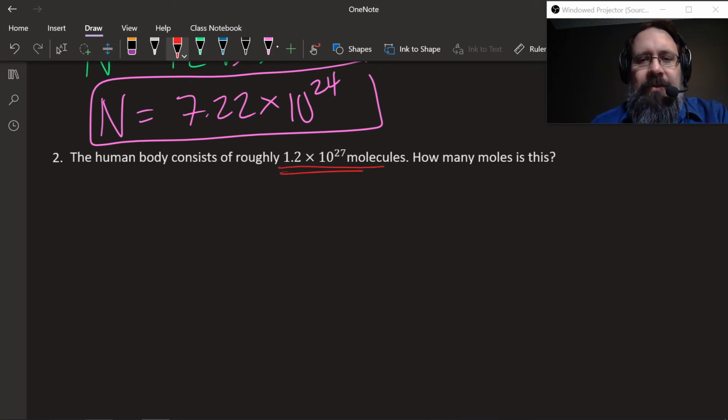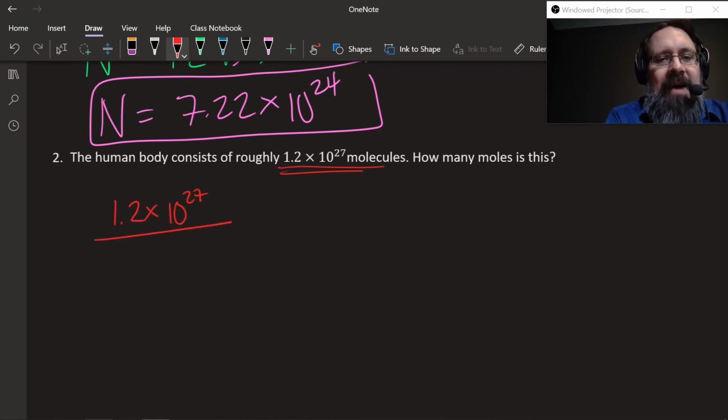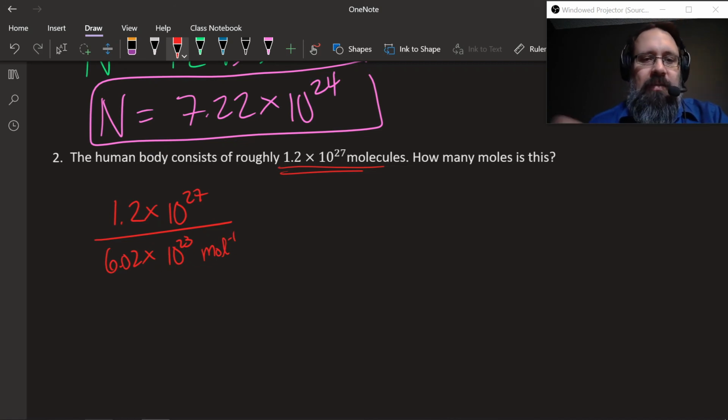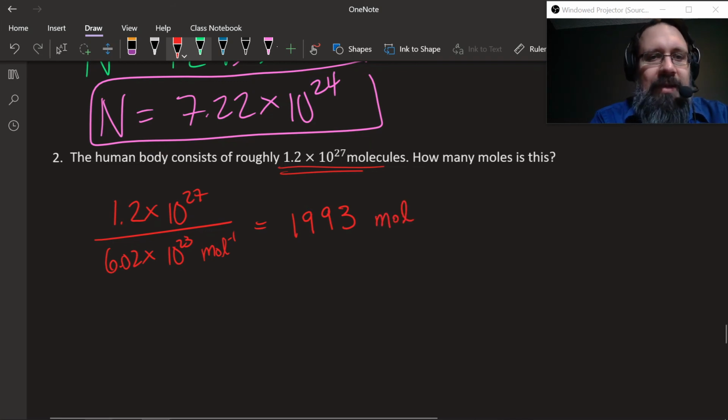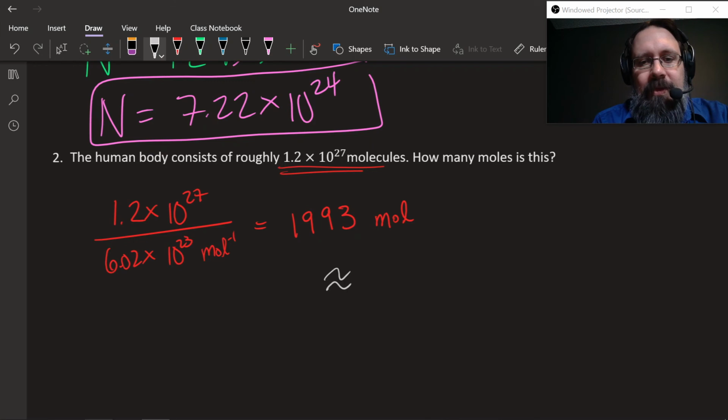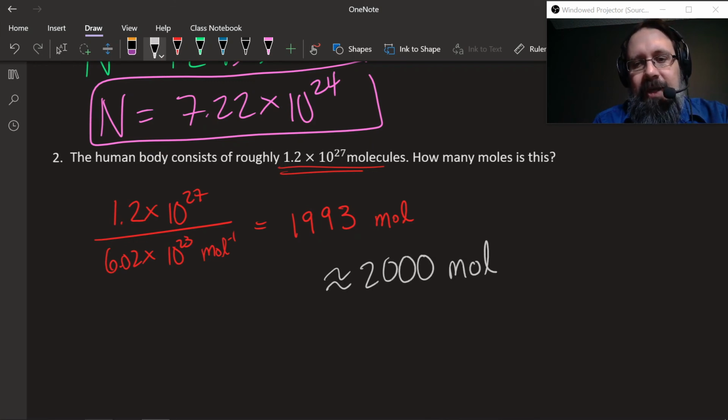So if we want to figure out how many moles it is, we're going to have to take 1.2 times 10 to the 27 and then divide it by 6.02 times 10 to the 23rd per mole. And so that way you get per mole, which is just a mole. All right, so that's going to give me 1.2 times 10 to the 27 divided by 6.02 times 10 to the 23rd, and I get 1,993 moles. So we can say that a human has about 2,000 moles of particles inside you.